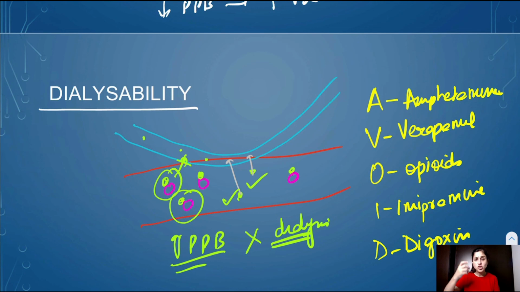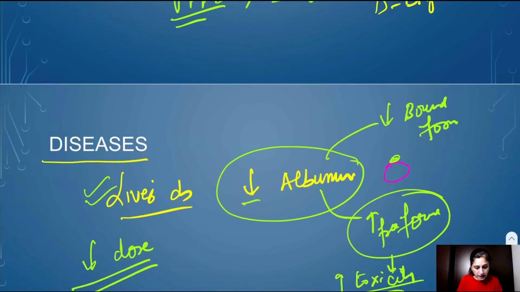Highly bound drugs, highly bound particles, cannot be dialyzed. They cannot be removed by hemodialysis. Only the free form can be removed by hemodialysis. So this is the mnemonic to remember which drugs are not removable. This is like avoid dialysis. Avoid dialysis in these drugs because they cannot be removed by dialysis.